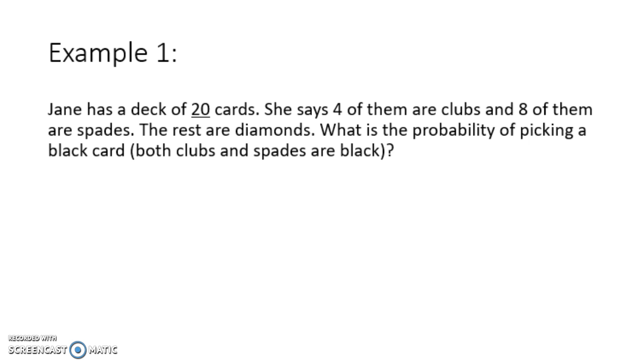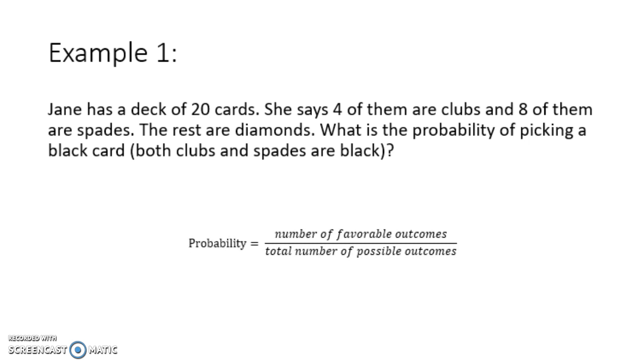Now, when we're finding the probability of an event, we're going to use this equation. The equation tells us that a probability is the ratio of favorable outcomes, so the ones we want, to the total number of possible outcomes. We know that there are 20 cards, so there are 20 total outcomes. However, we have 2 different favorable outcomes, clubs and spades. Therefore, this is going to be a combined problem. We're going to combine the probabilities of drawing both clubs and spades to get the probability of drawing a black card.